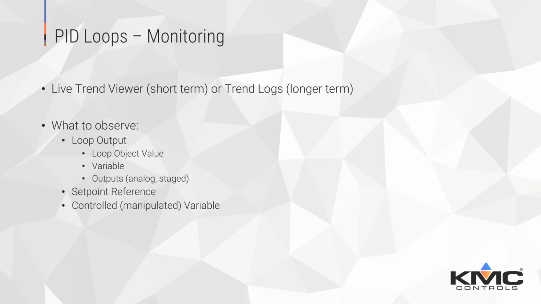We talked a little bit already about what to observe. So items related to the loop output, probably going to be in a value object. Any variables or outputs that are running off that loop, and then certainly the set point reference and what my controlled variable are going to be.